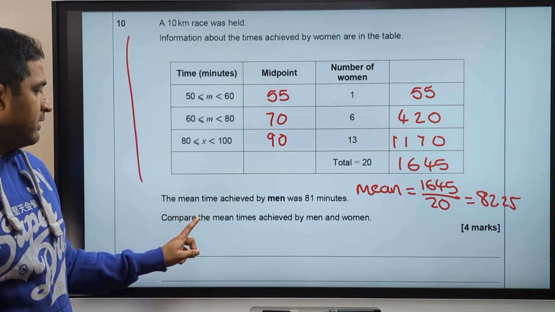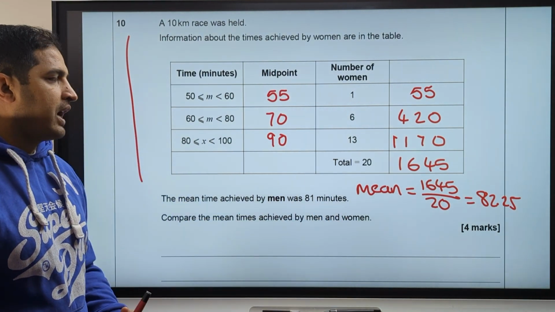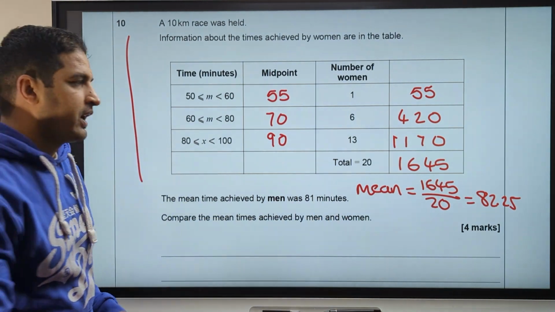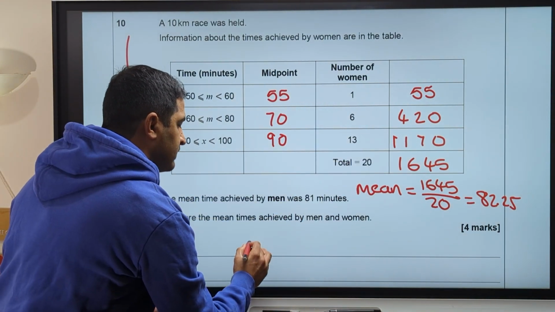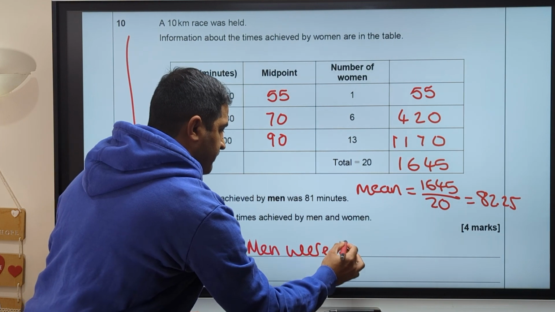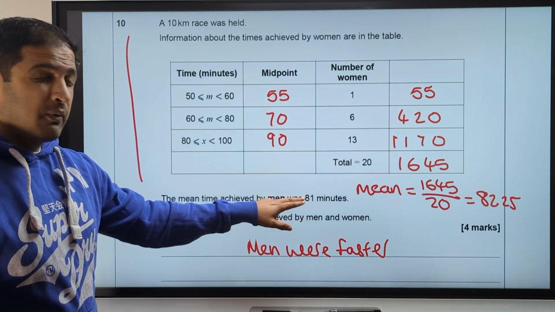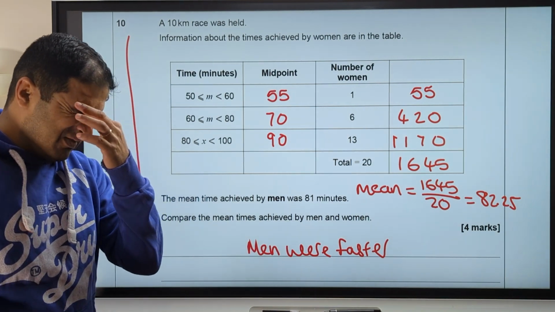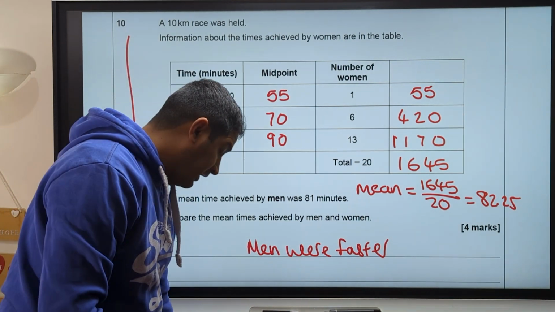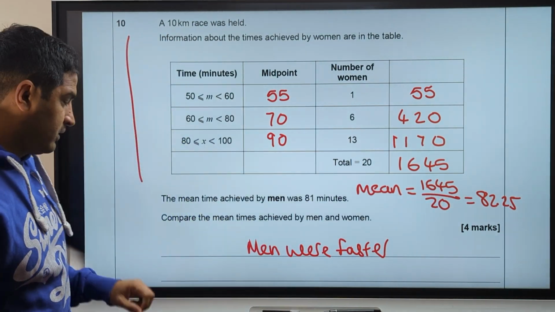Then compare the mean time achieved by men and women. The men took 81 minutes to complete the race. Okay. So obviously men were faster. That's all we needed to say. That's a comparison, because the men on average took 81 minutes. A woman on average took 82.25 minutes.